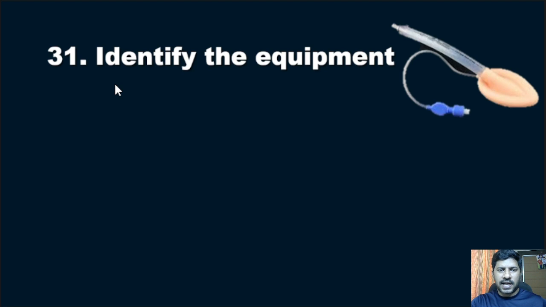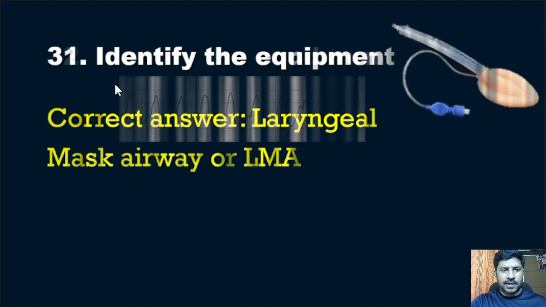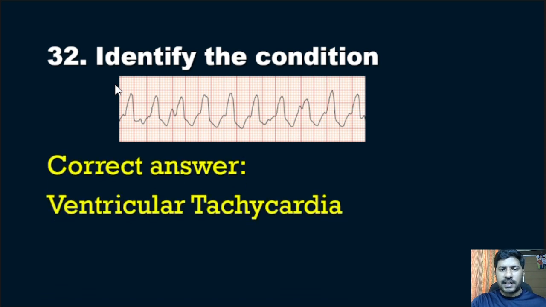Then next question, identify the equipment. Correct answer is laryngeal mask airway or LMA. Next question, identify the condition shown in the ECG. Correct answer is ventricular tachycardia.